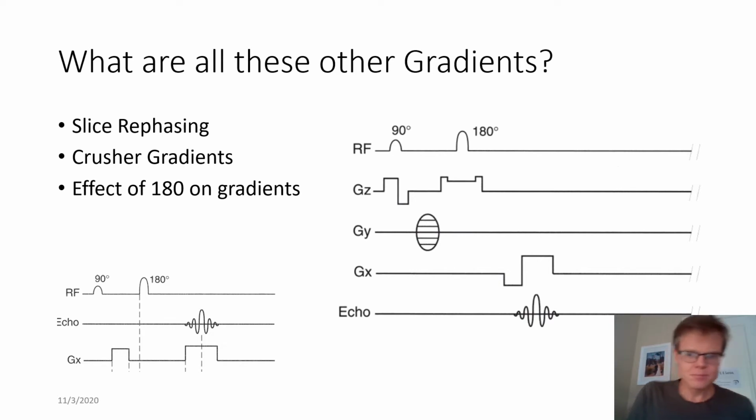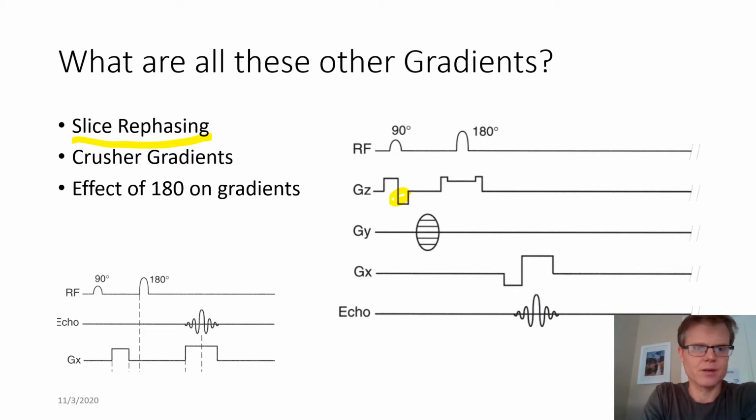So here are a couple of various pulse sequence diagrams, and I'm going to highlight a few pieces here that may look a little bit abnormal in terms of what we covered. One is the effect with slice rephasing. That's referring to this little chunk of gradient, this negative GZ. We're going to first explain that.